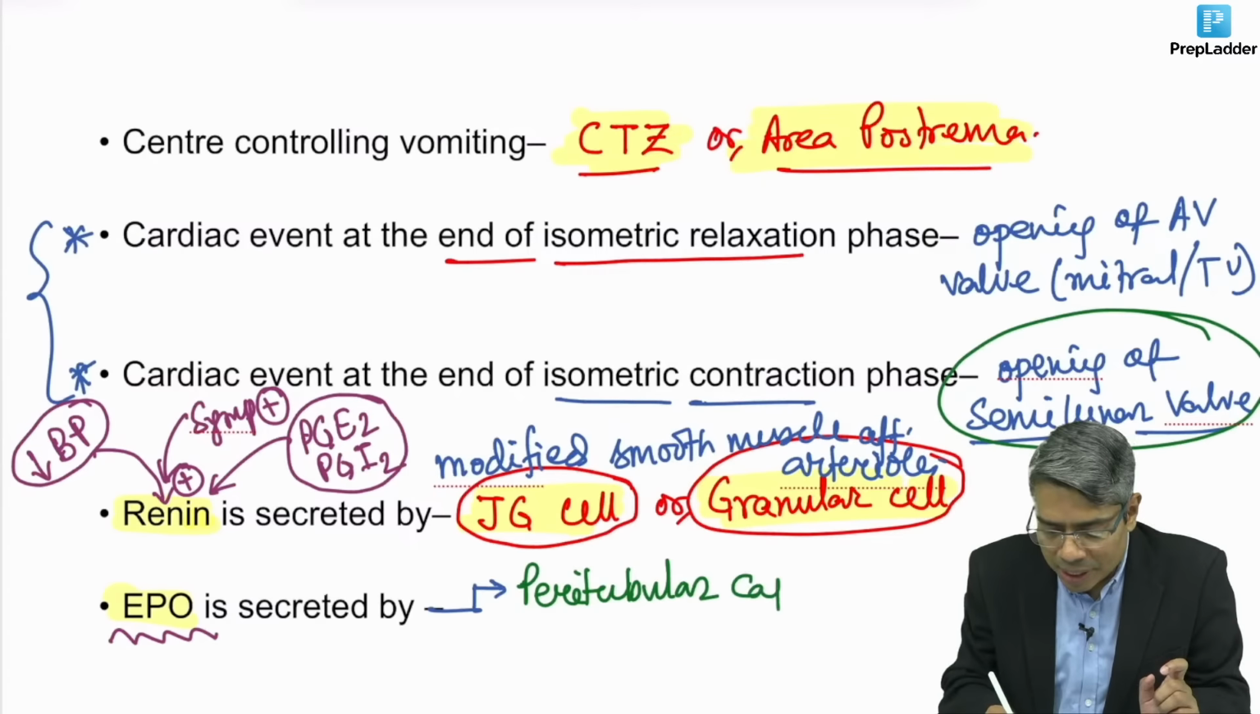Now, if the question is which thalamic nuclei is mainly responsible for sensory control, the meaning of the question is that from the periphery, all the sensory ascending tracts like the dorsal column or anterolateral spinothalamic tract, they are the sensory tracts.